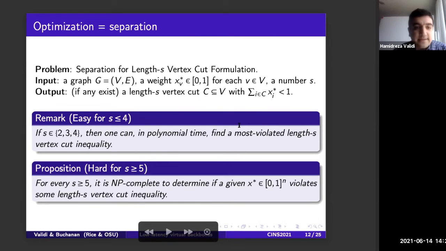We found that we can find this length S vertex cut in polynomial time when S is at most 4, but finding such a C is hard when S is at least 5. In all these cases, I considered x as a fractional point. So the fractional separation is easy for S less than or equal to 4 and hard for S greater than or equal to 5.